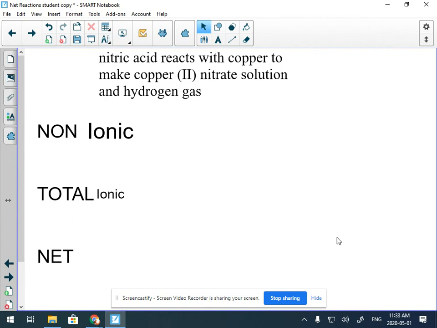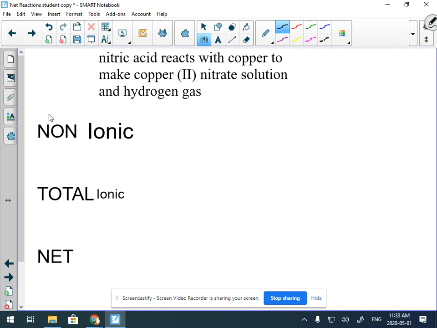All right, it's the time you've been waiting for, the final part of the three-part reactions. We did non-ionic, sometimes called molecular. We did the total ionic, sometimes called something else. We have not done the net. But to get to the net, we must go through the three different types of reactions.